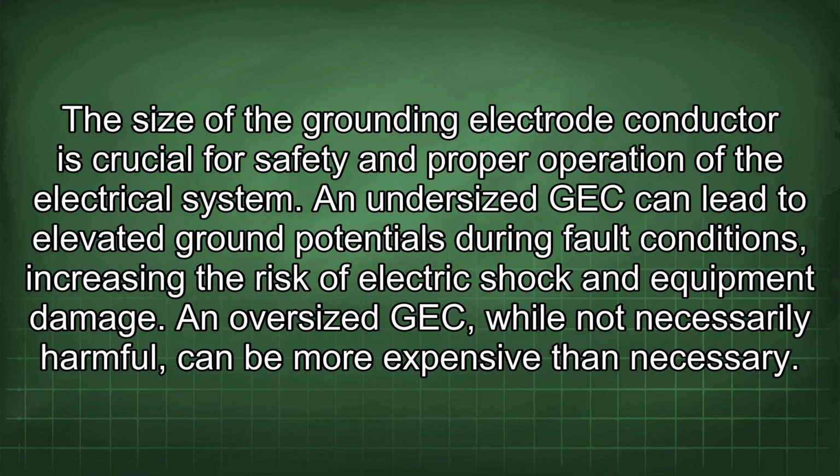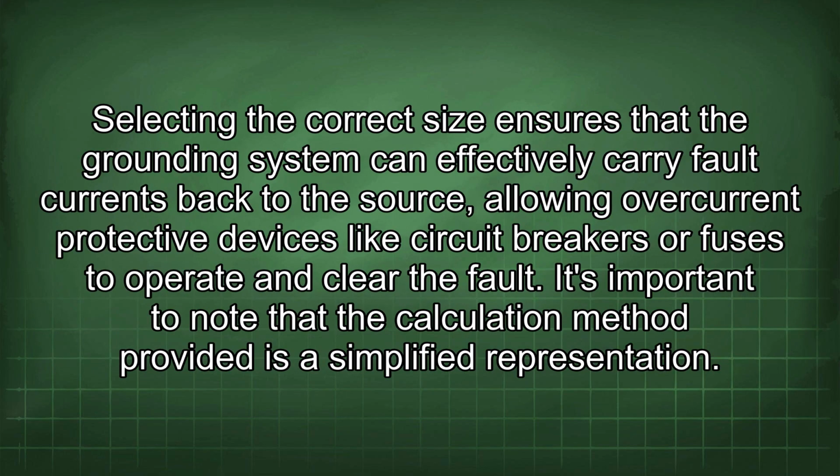The size of the grounding electrode conductor is crucial for safety and proper operation of the electrical system. An undersized GEC can lead to elevated ground potentials during fault conditions, increasing the risk of electric shock and equipment damage. An oversized GEC, while not necessarily harmful, can be more expensive than necessary. Selecting the correct size ensures that the grounding system can effectively carry fault currents back to the source, allowing overcurrent protective devices like circuit breakers or fuses to operate and clear the fault.